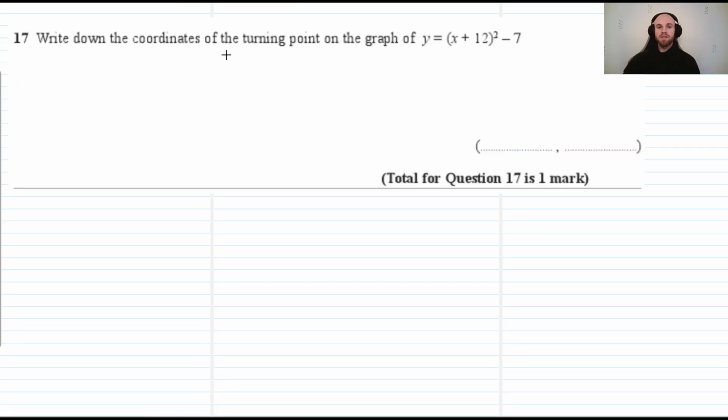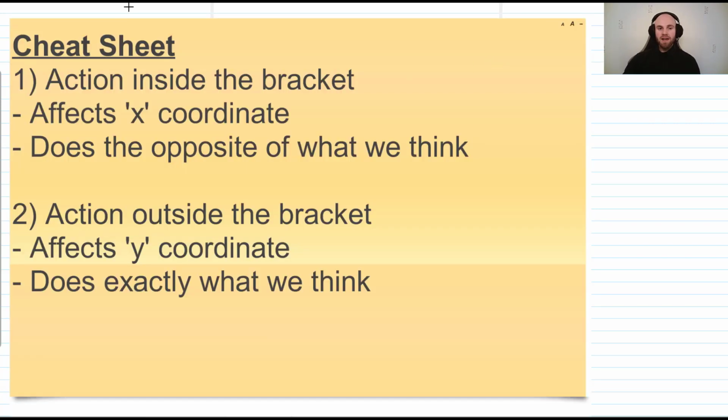Question 17. Write down the coordinates of the turning point on the graph of y equals, in brackets, x plus 12, squared, minus 7. So if we go to the cheat sheet, any action inside the bracket is going to affect the x coordinate, but it's going to do the exact opposite of what we think. And any action that is outside of the bracket is going to affect the y coordinate, and it's going to do exactly what we think.